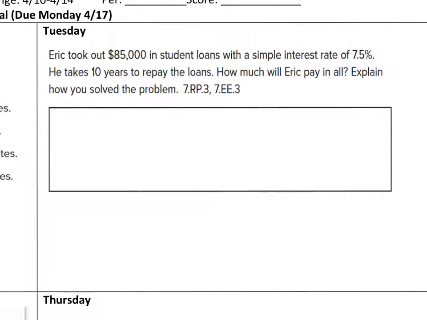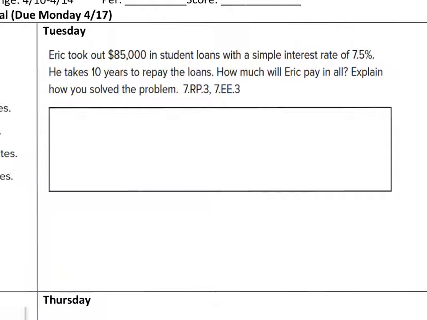Now for Tuesday's problem, Eric took out $85,000 in student loans with a simple interest rate of 7.5%. He takes 10 years to repay the loans. How much will Eric pay in all? Explain how you solved the problem.